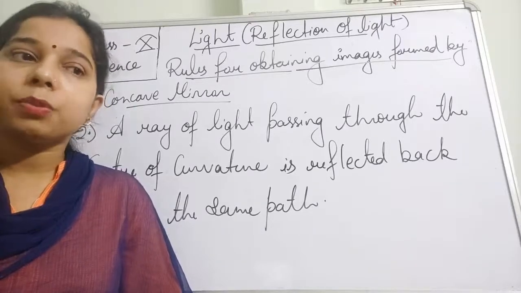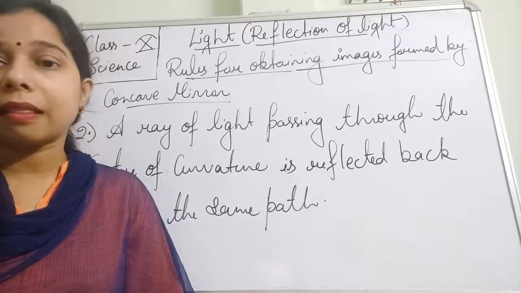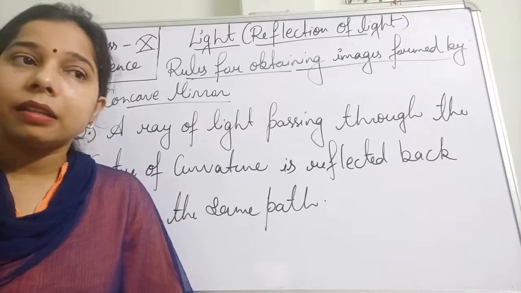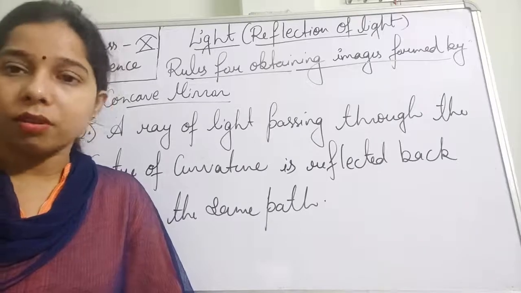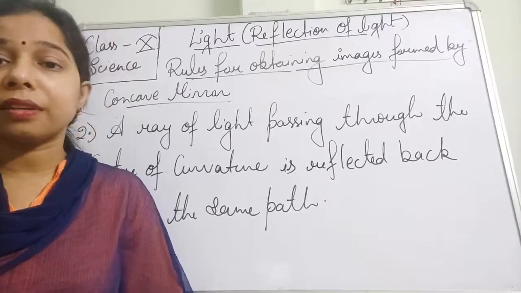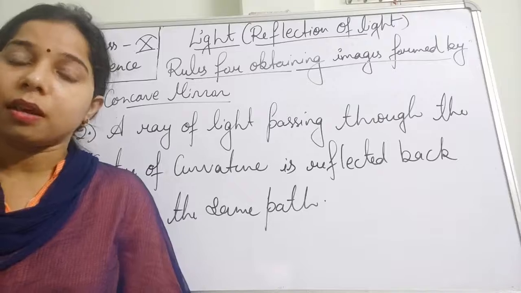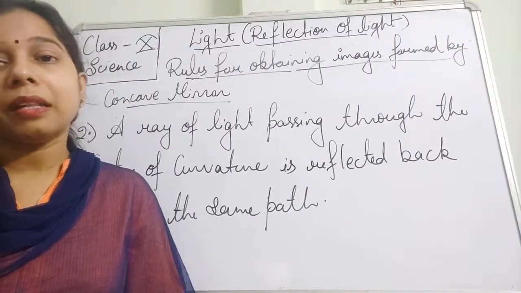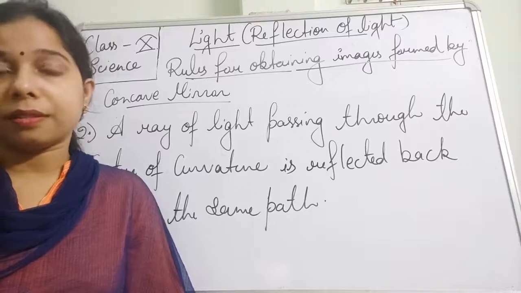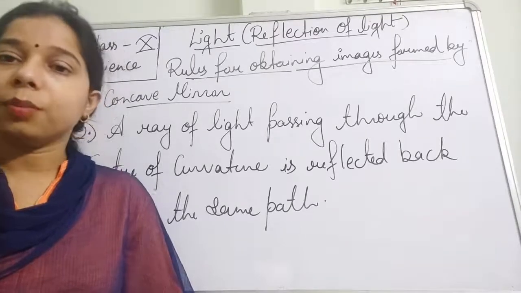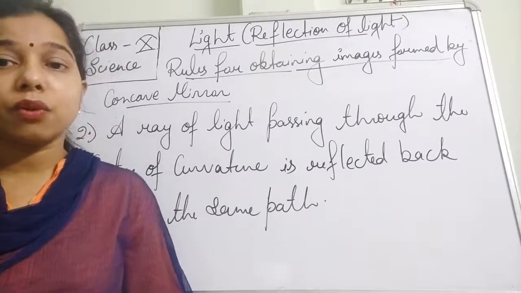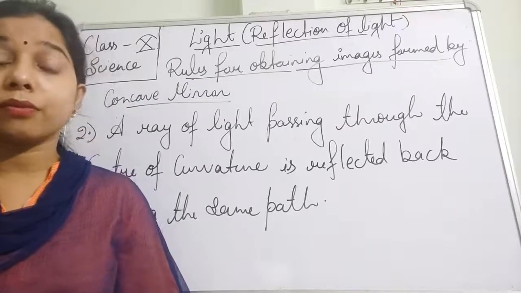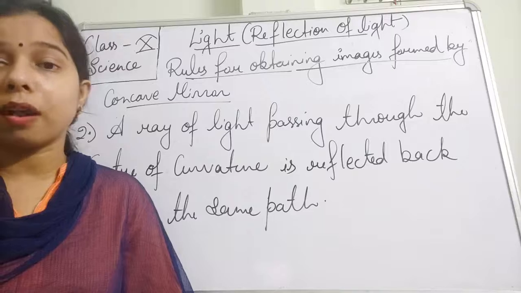What is the difference between the principal focus of the concave mirror and that of the convex mirror? The principal focus formed in the concave mirror is the real focus, while in the case of a convex one you will find that it is the virtual focus. Focal length in both cases is the same, that is from the pole to the focus. The distance between them is called the focal length, which is represented by small f.